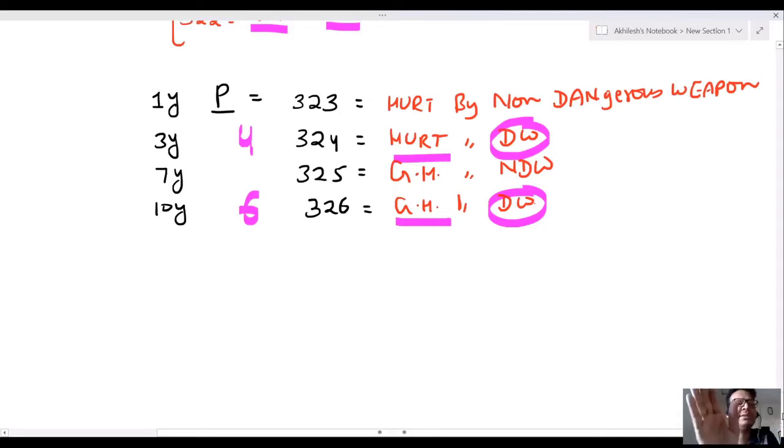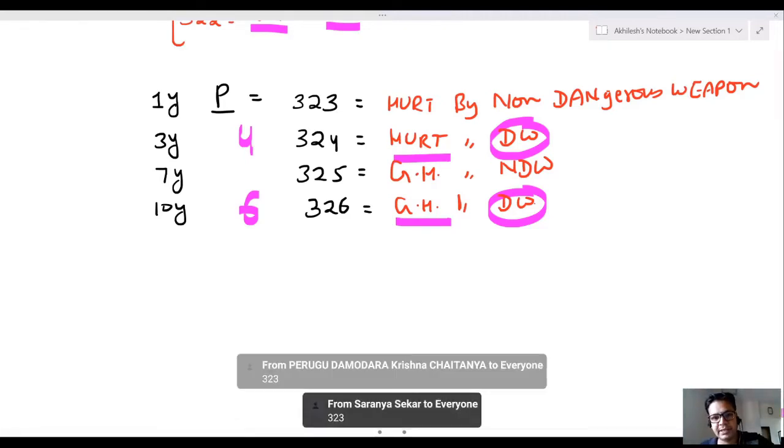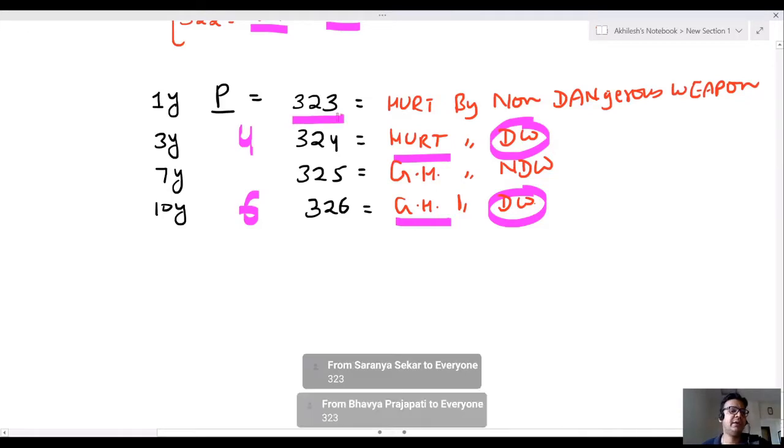Now, sir, I am putting some examples. Very simple example. A teacher slapped a student. This slapping of a student by a teacher is simple hurt. The weapon is non-dangerous. This is 323 IPC.